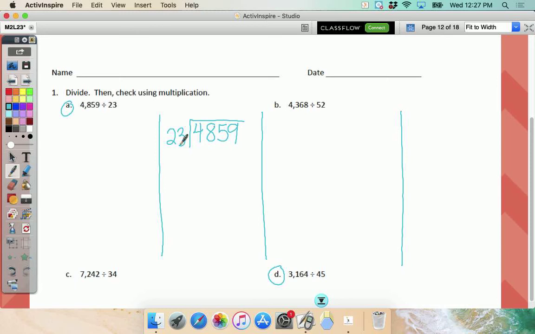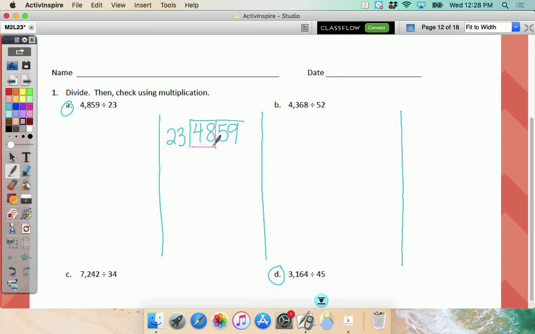Got it? All right. So the very first decision I have to make, before I even start estimating, raise your hand if you remember it. Zane? Where do I put my box? Yes. If 48 is larger than my divisor, then I can put my box around it. If 4 is larger than my divisor, I can put my box around it.